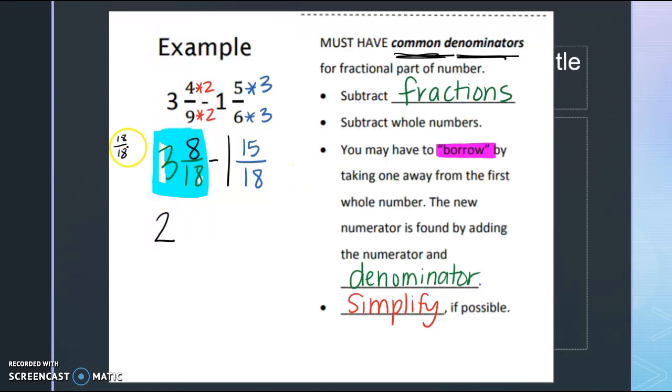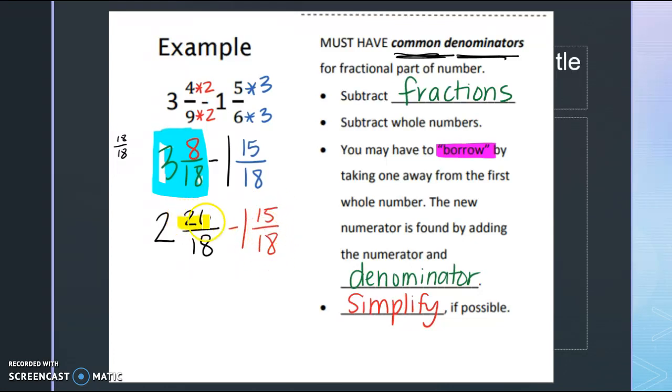So to borrow it, I need to combine this 18 eighteenths with my 8 eighteenths. So that's what it means by adding the numerator and denominator. I'm going to do 18 plus 8 and get 26 and keep the denominator the same. So 2 and 26 eighteenths is the same as 3 and 8 eighteenths. I just borrowed one whole and added 18 eighteenths to my fraction. Then I just bring down what I already had, 1 and 15 eighteenths.